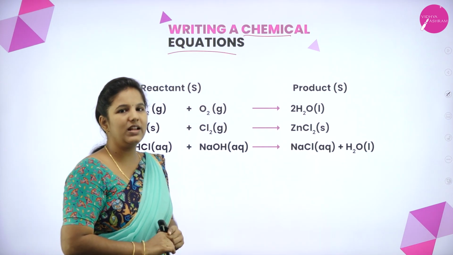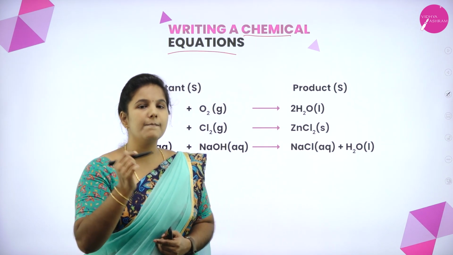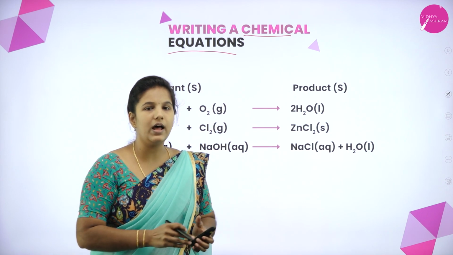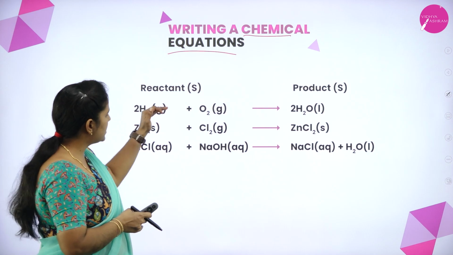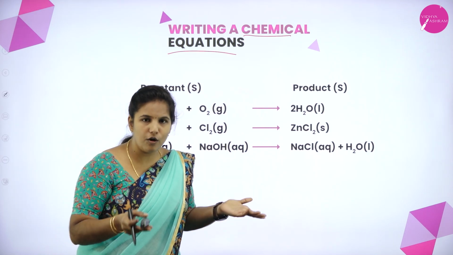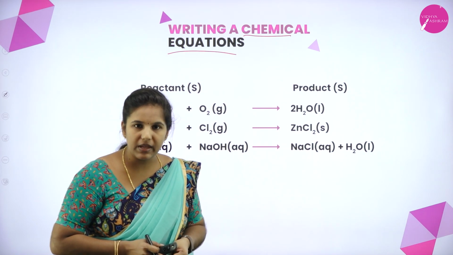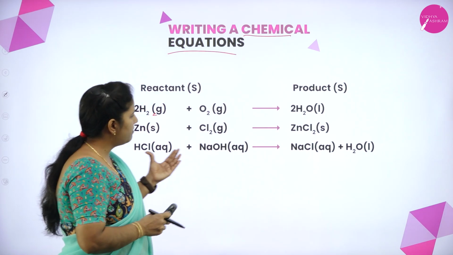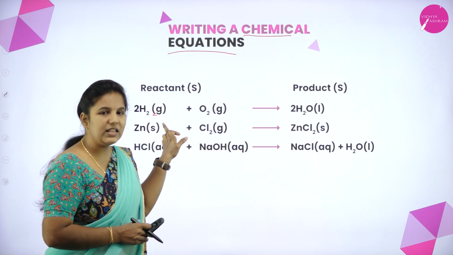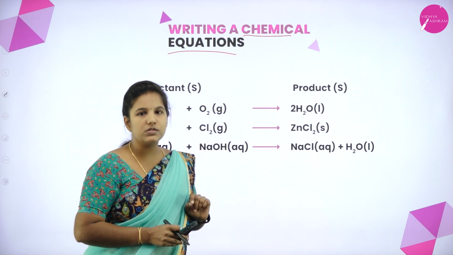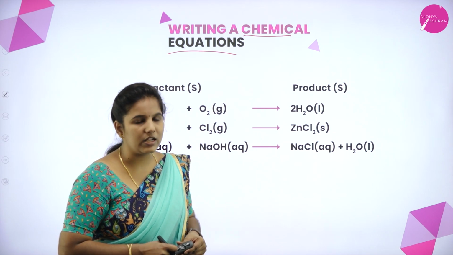Do you know what chemical equations are? Chemical equations are nothing but symbolic representations of the reactant and the product in terms of symbols or by using the formula. That is said to be a chemical equation. It is a symbolic representation of the reactant and the product, either by using the symbol or by using the formula. That is known as a chemical equation.